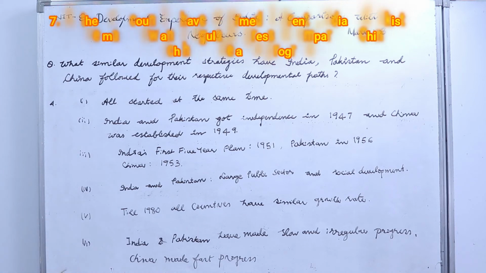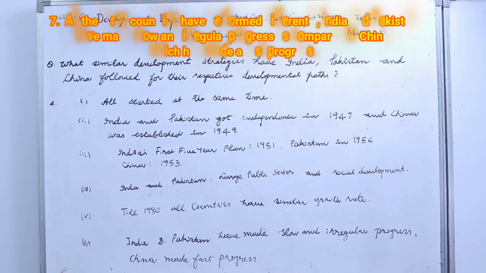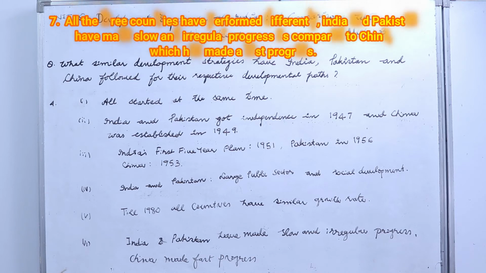What similar development strategies have India, Pakistan and China followed for their respective development paths? Basically, this unit, Development Experiences of India, a comparison with neighbors, carries 8 marks. In this unit, we will be studying how India, Pakistan and China helped each other in their economic development, what similarities they have, and how they helped each other. So these are the brief guidelines.